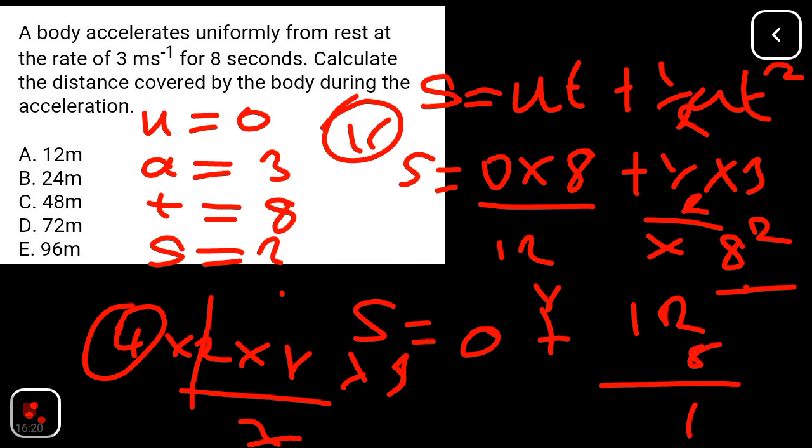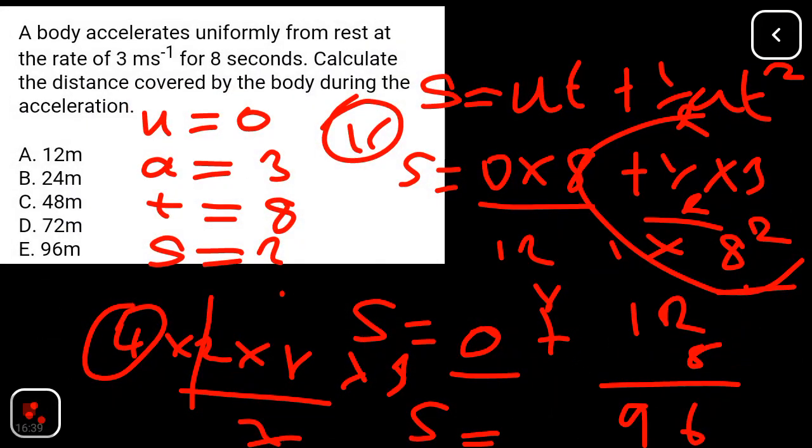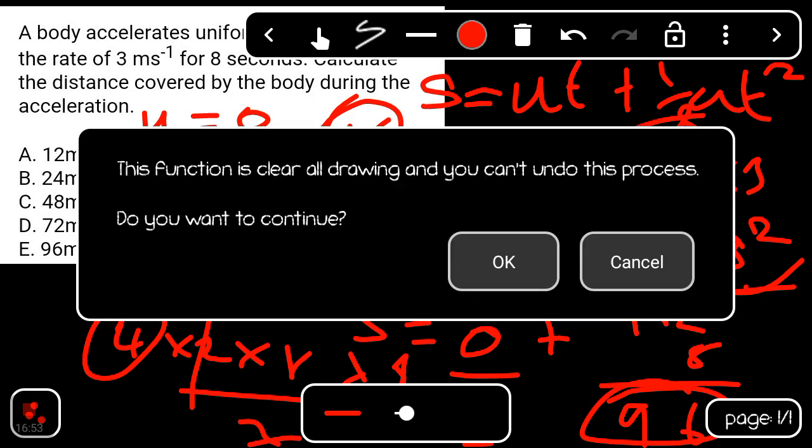So here you have 16, 6 carrying 1, 8 times 1 is 9, and then you get 9. So you have 96 here, because if you add 96 plus 0, it's going to give you 96. You can use your calculator to do this because it's very easy. Just half multiplied by 3 multiplied by 8 squared, you're going to get 96. That makes option A the correct answer.